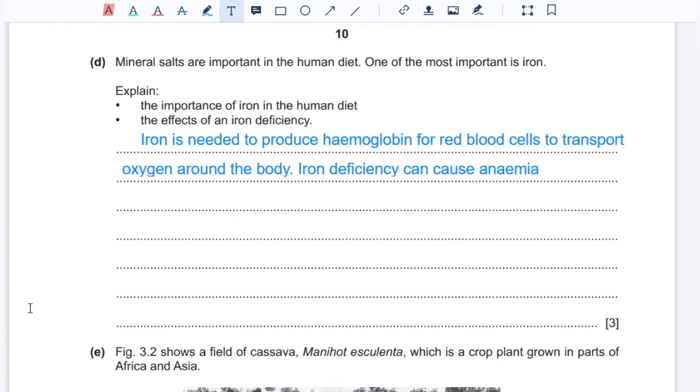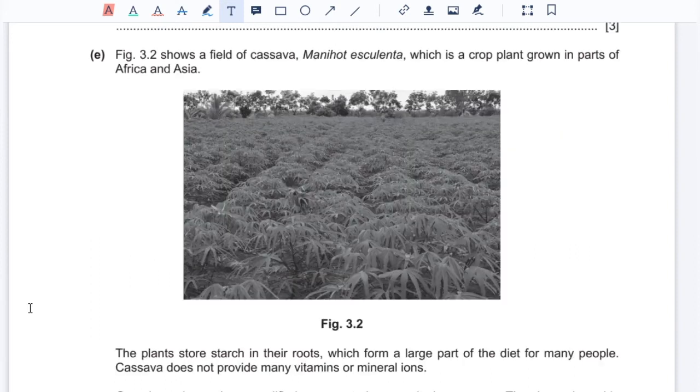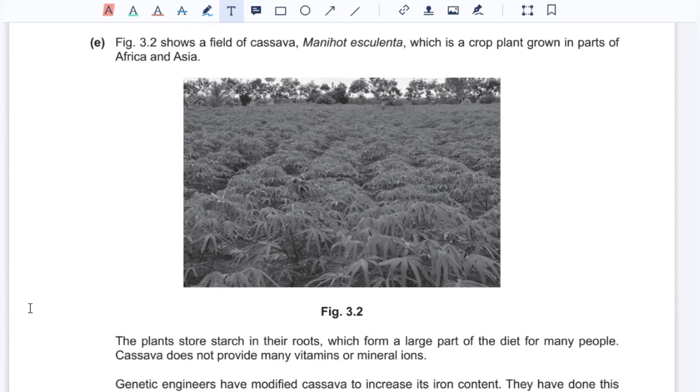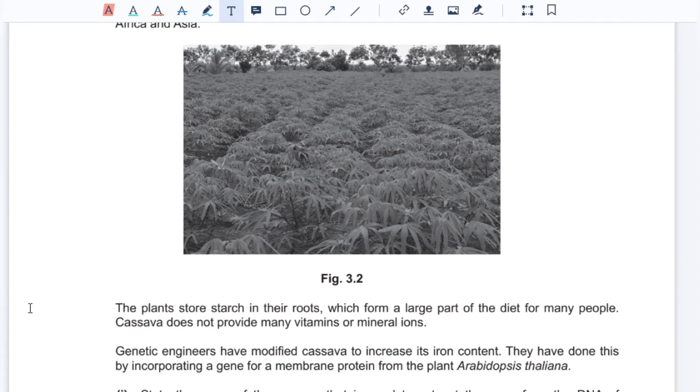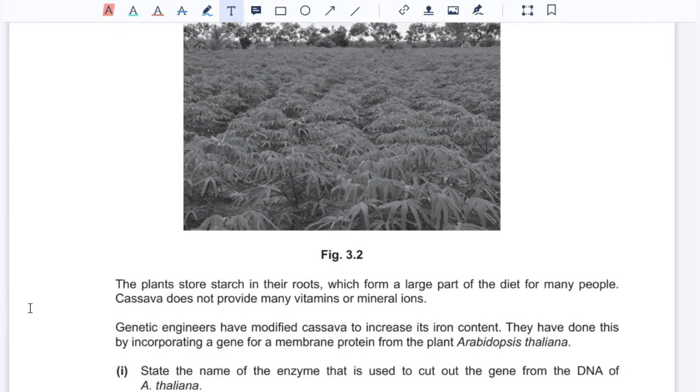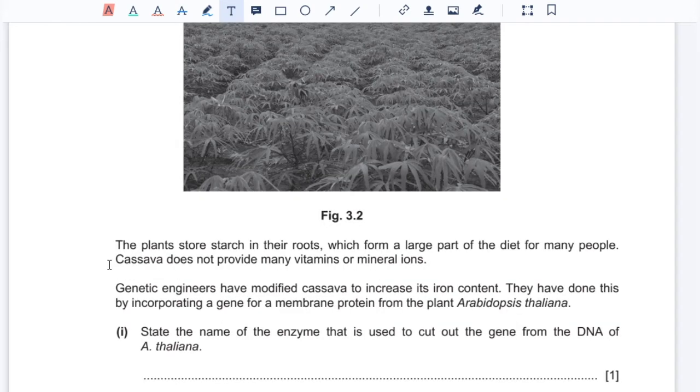Figure 3.2 shows a field of cassava, Manihot esculenta, which is a crop plant grown in parts of Africa and Asia. The plants store starch in their roots, which form a large part of the diet for many people. Cassava does not provide any vitamins or mineral ions. Genetic engineers have modified cassava to increase its iron content. They have done this by incorporating a gene for a membrane protein from the plant Arabidopsis thaliana.